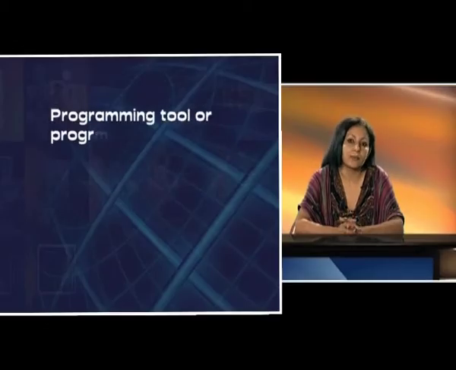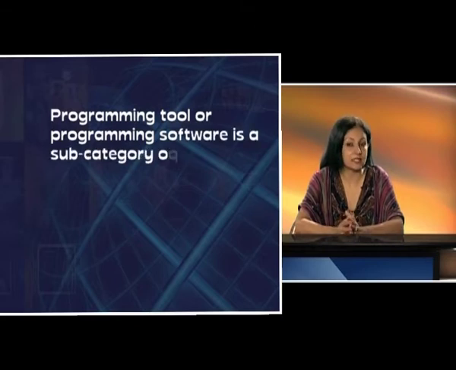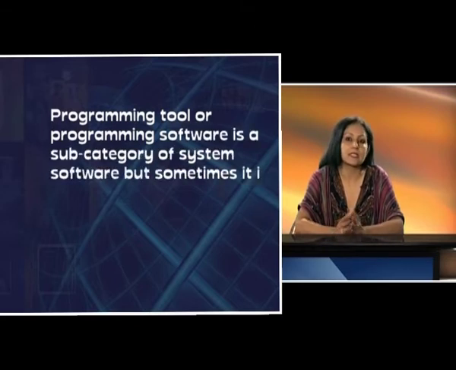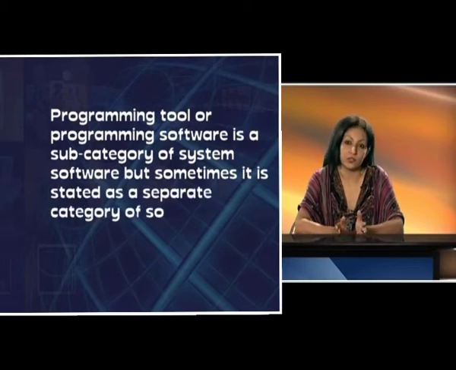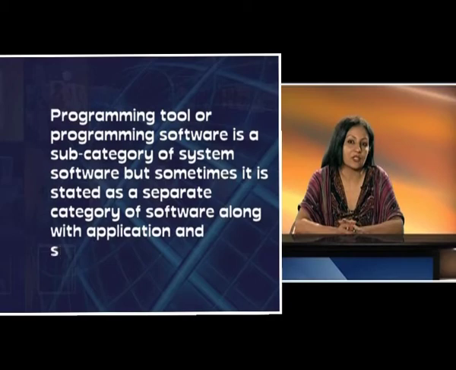Programming tool or programming software is a subcategory of system software, but sometimes it is stated as a separate category of software along with application and system software. The history of software tools began with the first computers in the early 1950s that used linkers, loaders and control programs. Tools became famous with Unix in the early 70s with tools like grep, AWK and make that were meant to be combined flexibly with pipes.